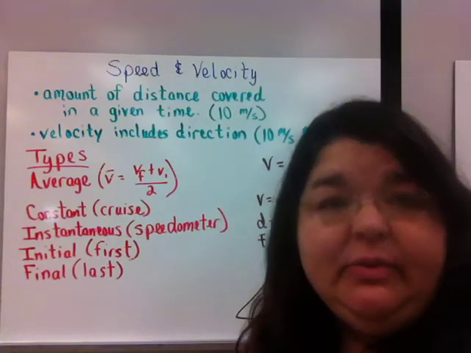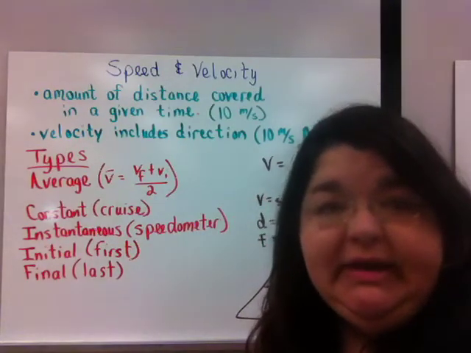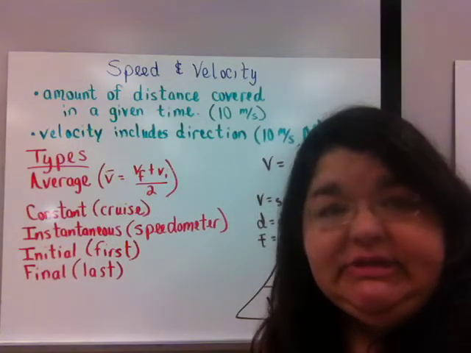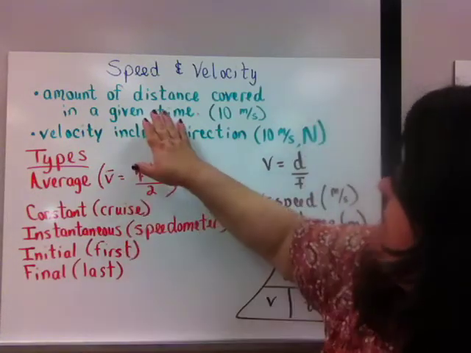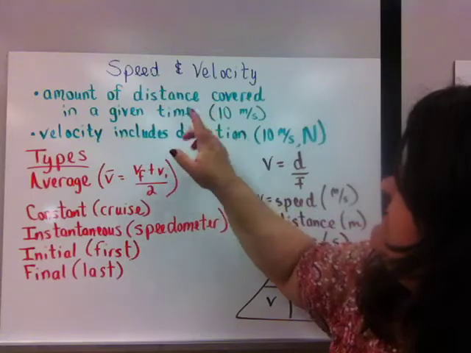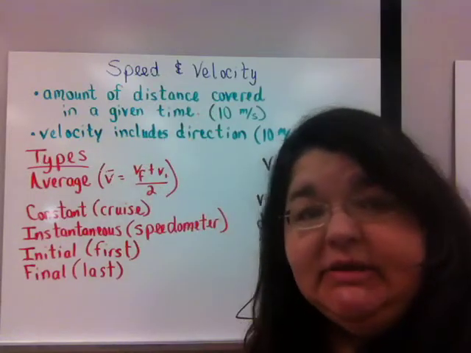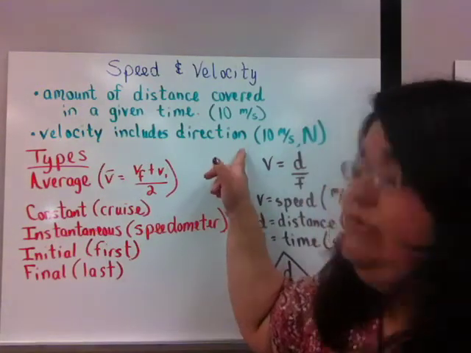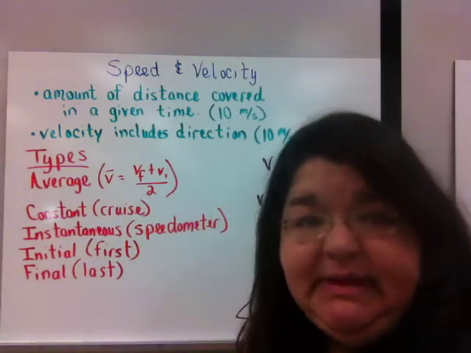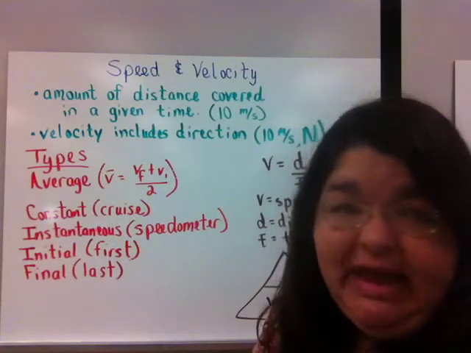Once we have defined what motion is, then we can start measuring some things about it. And two of the things I want to talk to you about right now is speed and velocity. Now, speed is defined as the amount of distance covered in a given time. Velocity is also the amount of distance covered in a given time, but it includes direction. It's just like displacement. It's not just about how far you went, it's about which way.